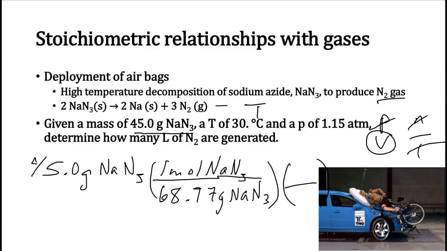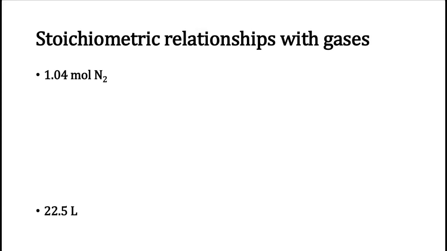What we'd see is that for every 2 moles of sodium azide, there are 3 moles of nitrogen. So you'll plug and chug here really quick. And let's see, what do we get? Oh, we should get 1.04 moles of nitrogen.